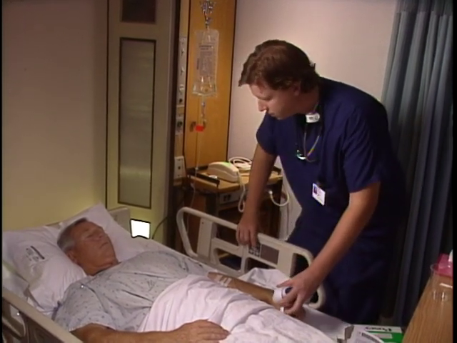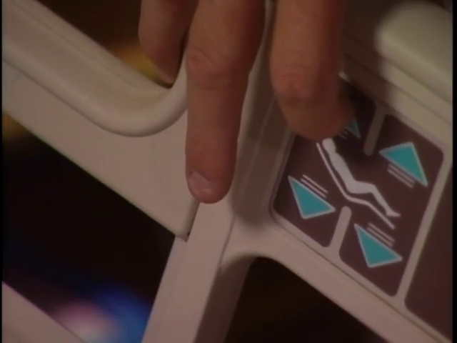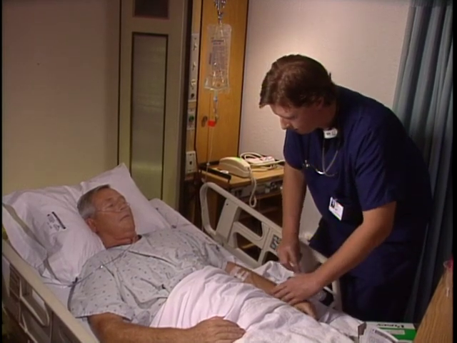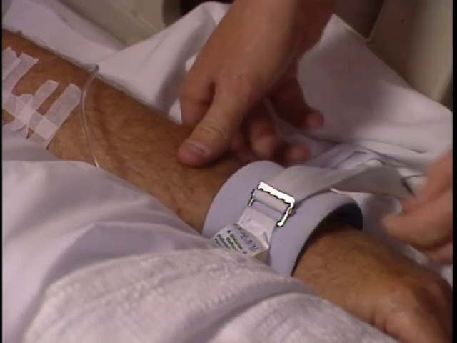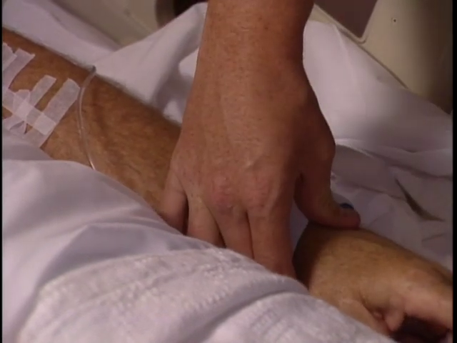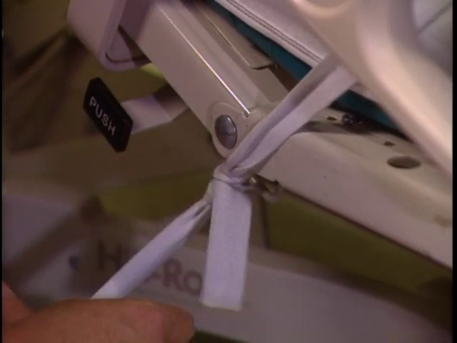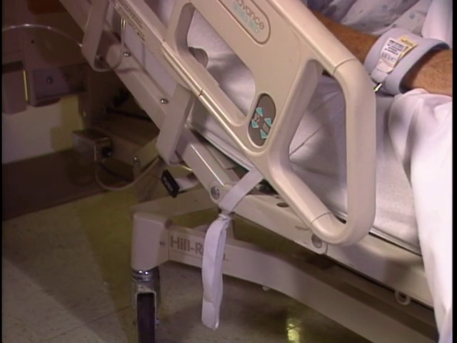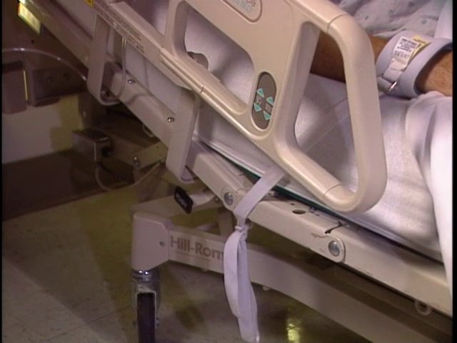All right, Mr. Walters, we're going to go ahead and put some restraints on. Patients should not be restrained lying flat in bed. They could aspirate and choke. The restraint should not be so tight that it reduces circulation or causes pressure sores. Restraints should be tied to parts of adjustable beds that will move with the patient. They should not be tied to bed rails.